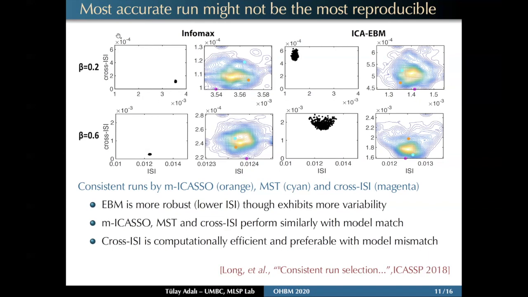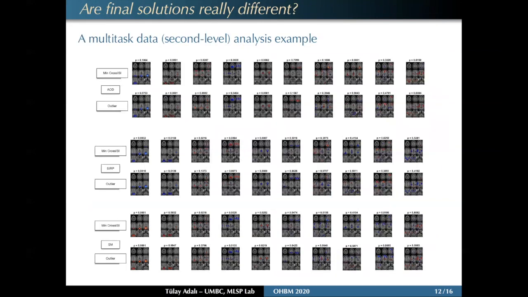One question though, so if we look, this is 10 to the minus 4, 10 to the minus 3. So here this variability, even this variability, which is the biggest in this example, is not that much. So a question to ask is, are the final solutions really that different? Does it really matter? So I'm showing one example here from a multitask data. So here, this is a fusion example. It's a second level ICA analysis. So auditory oddball, Sternberg item recognition paradigm, and a sensory motor, 3 different tasks.